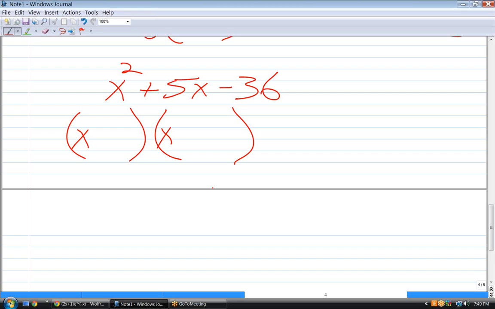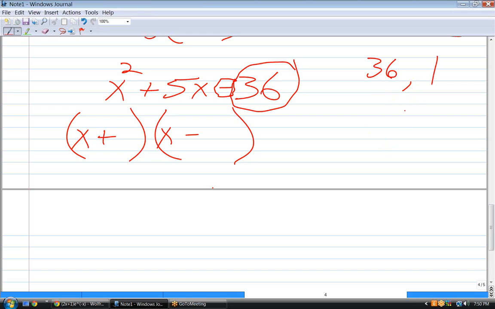What are my signs? One's going to be positive and one's going to be negative. And that is going to be the same as if I put a negative here and a positive there. In other words, I don't need to do this on this one, because my coefficient is 1 in front of the x's. Now I can say I'm looking for factors of 36 that subtract, because of that negative sign, to the number 5.